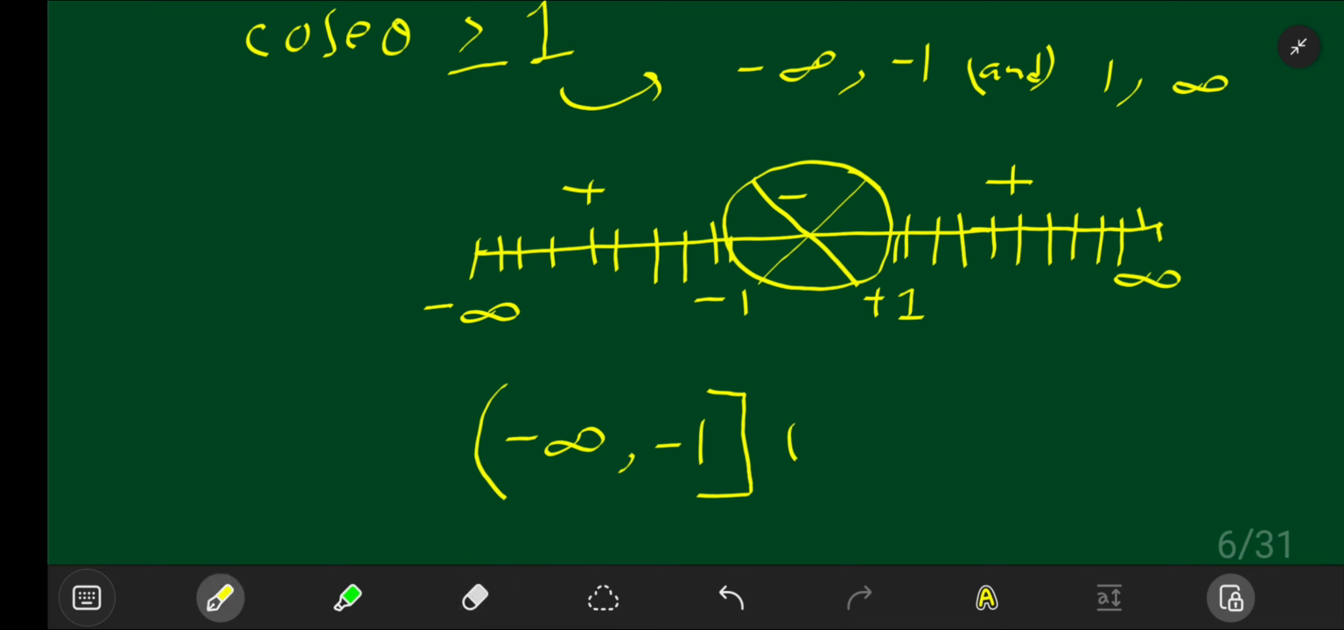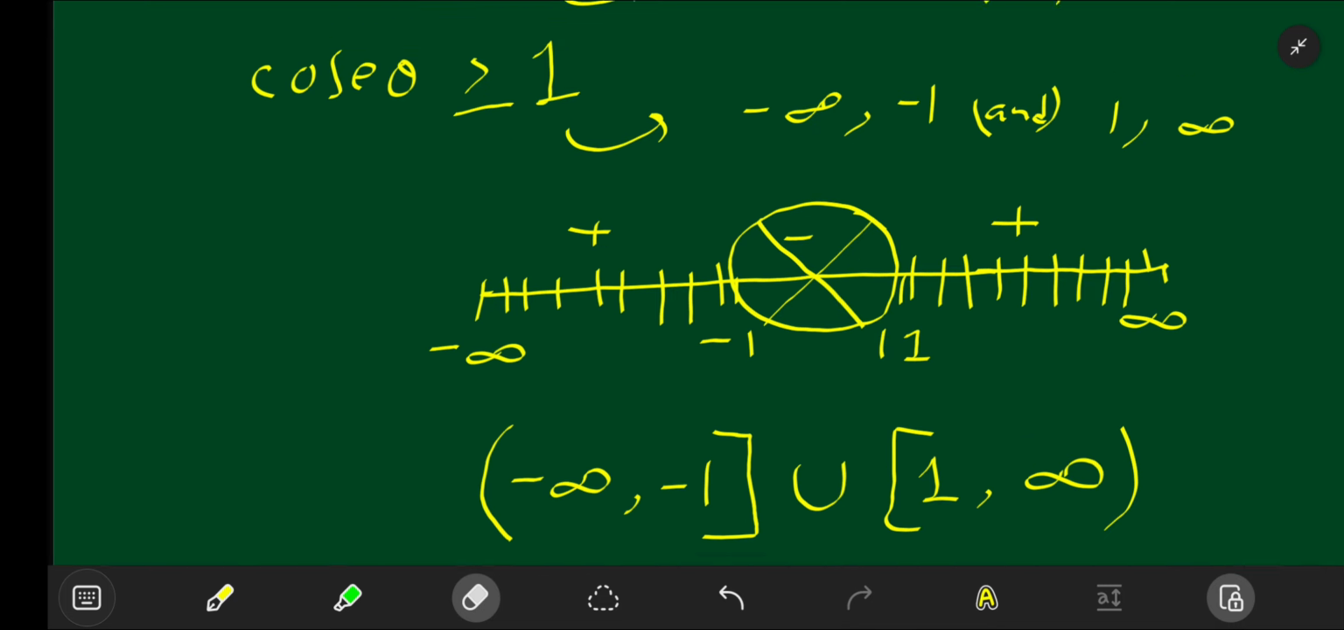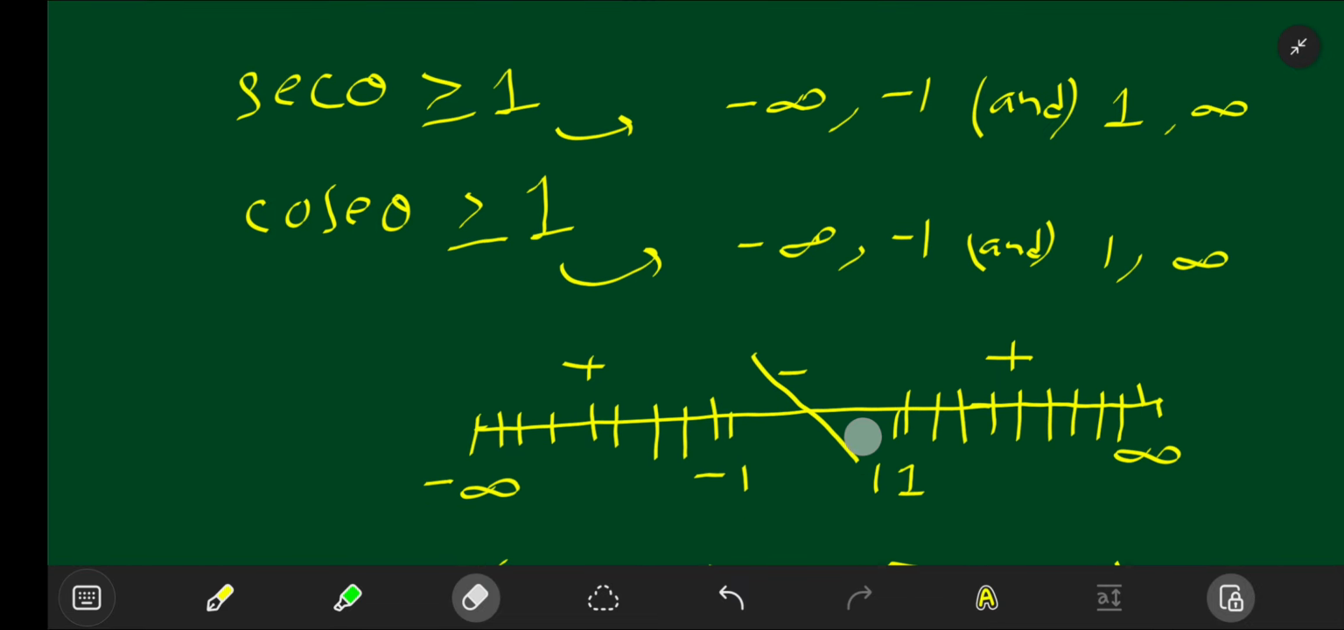Union plus 1 comma infinity, closed bracket, open bracket. That means 1 is considered, infinity is not considered, and between values are also considered. That is the meaning. Just note it down.